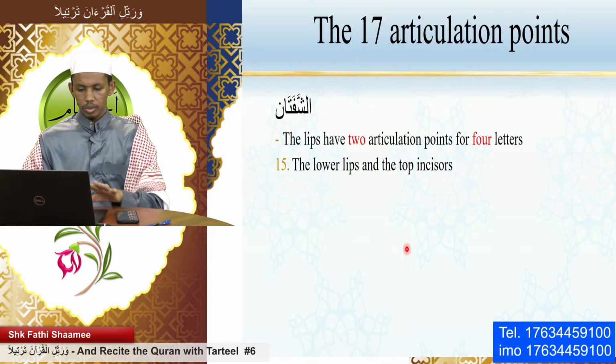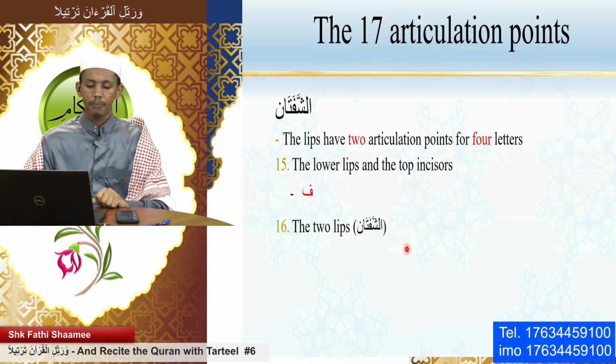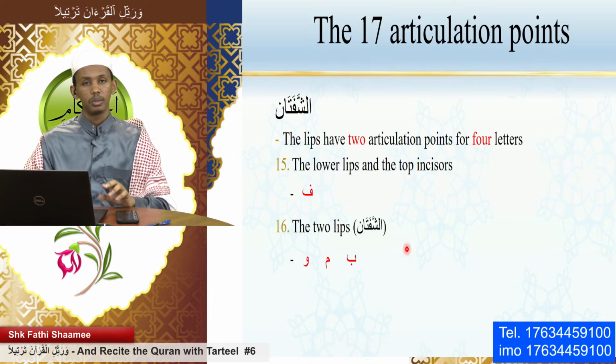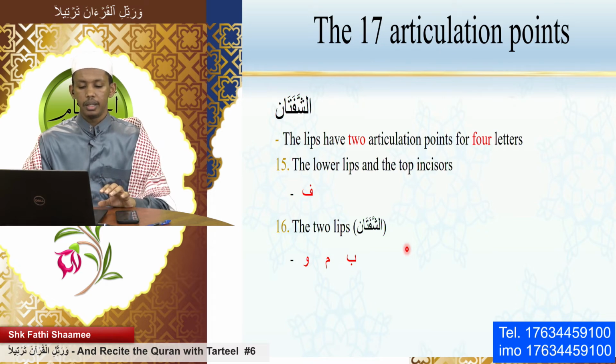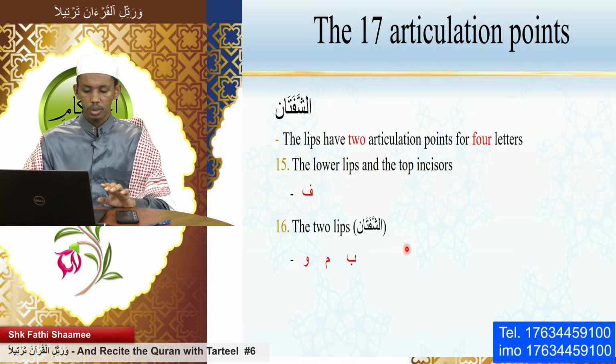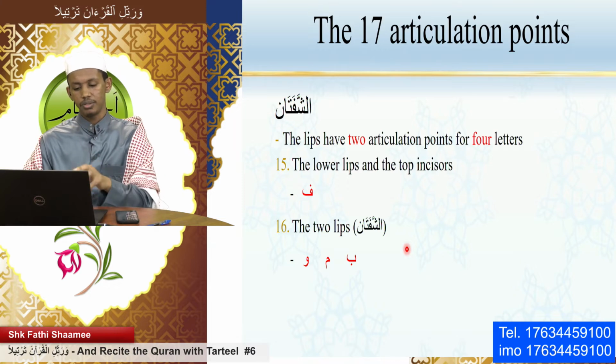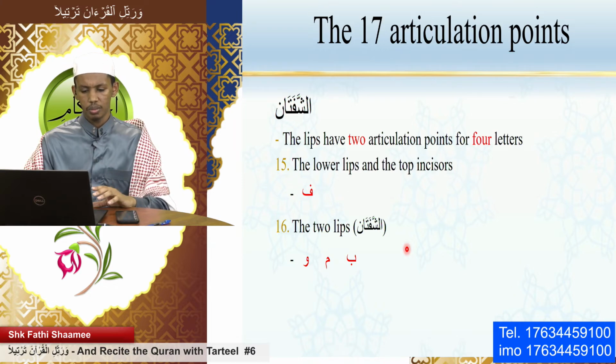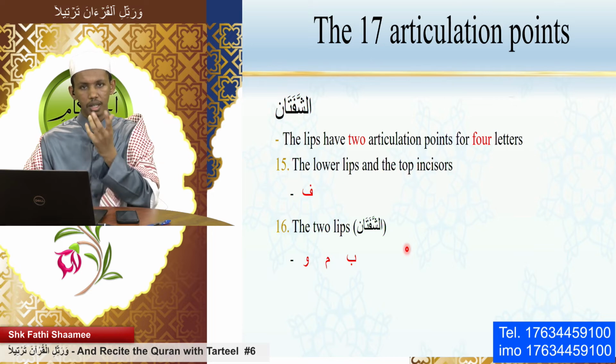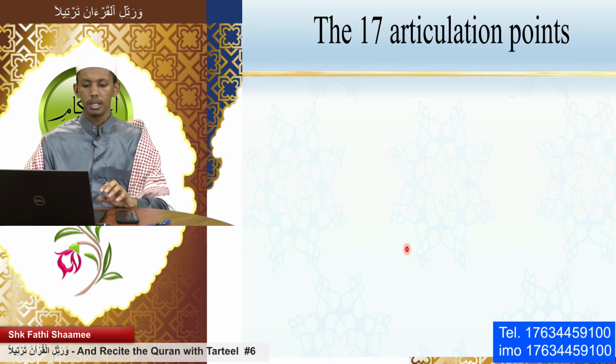Okay, so we were talking about the lips. Number 16 was when the lips come together. We have waw, mim, and ba. And inshallah ta'ala in future sessions we will talk about the mechanics of how these letters are produced, even though they're coming from the exact same place.